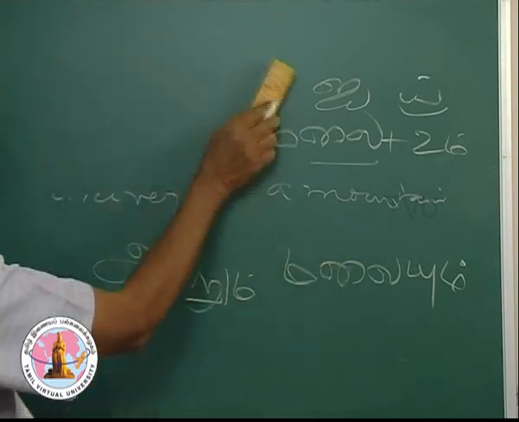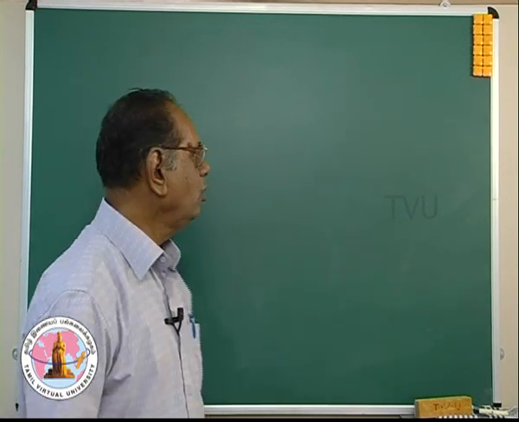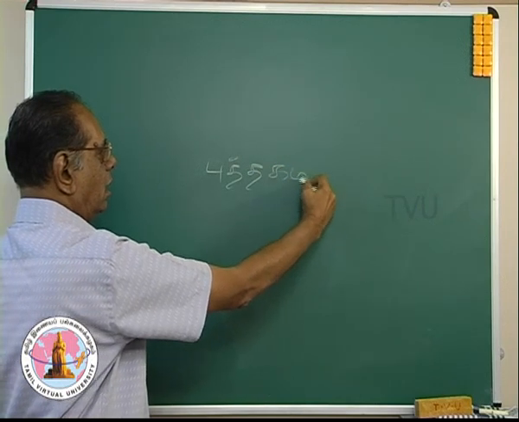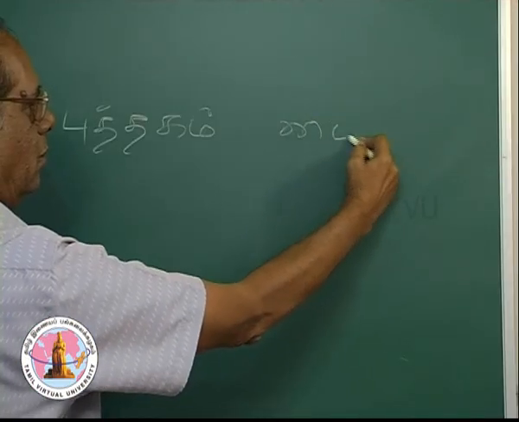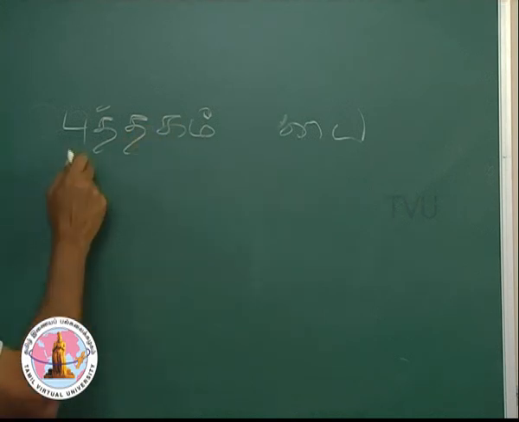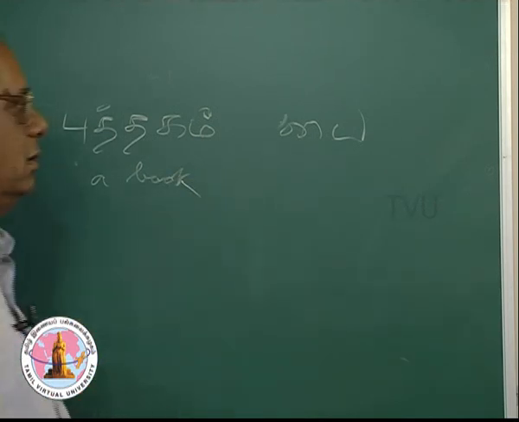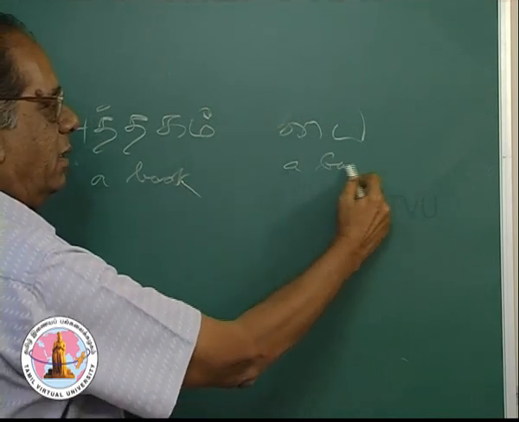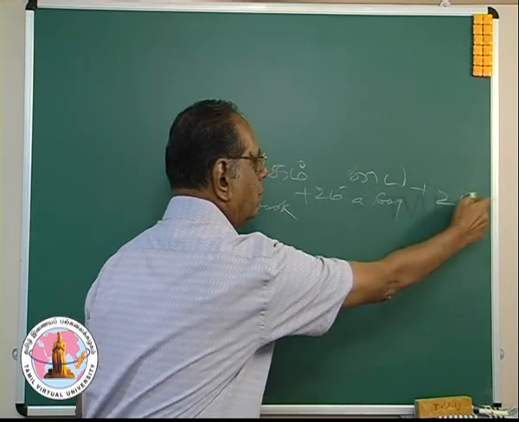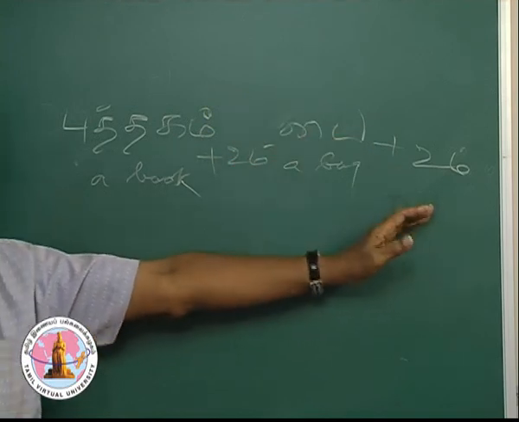We did have more than two sets under each category. Let me see whether you can do it independently. What is this? Puttagam. Puttagam is a book. This is pai. Pai is a bag. How will you combine? This is the first step: you have to add this suffix at the end of the first word and also at the end of the second word.